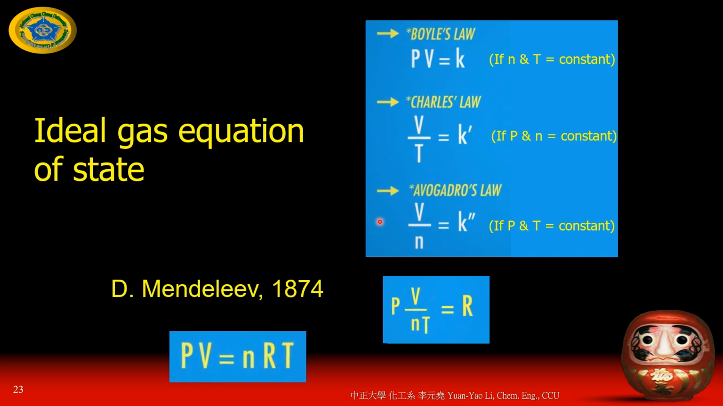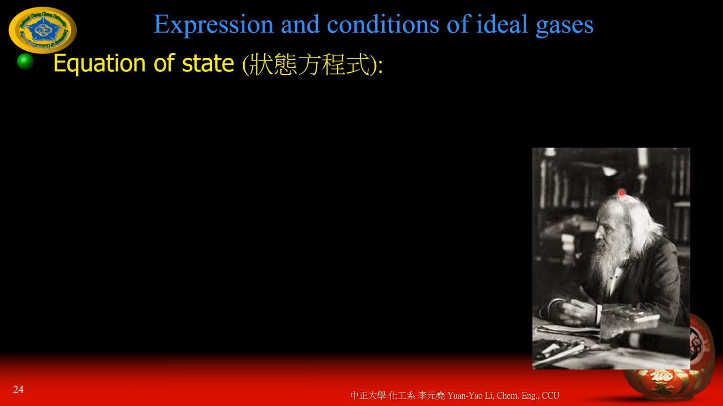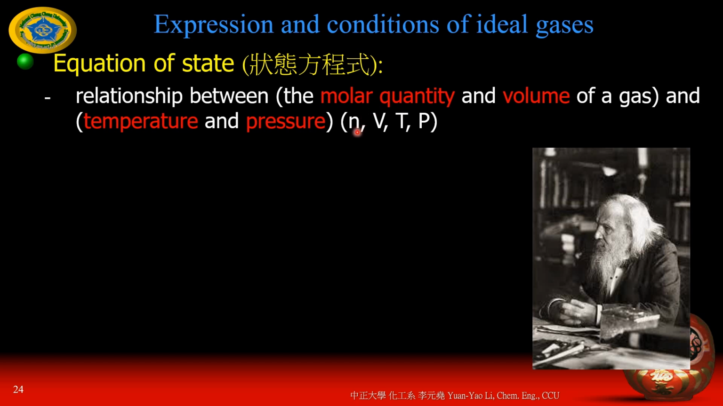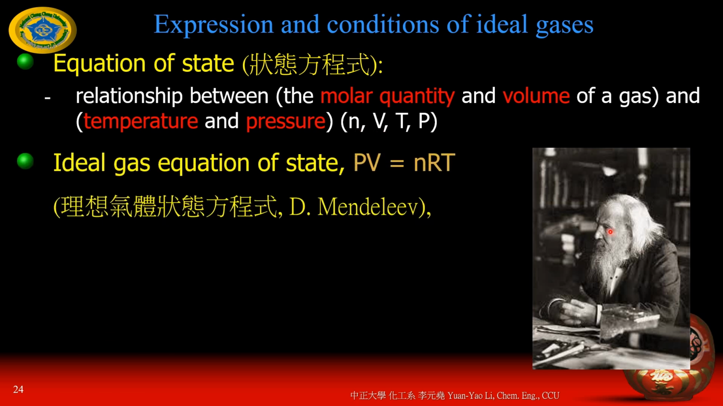I'm sure you know this very well. You learned this in high school. This is called the ideal gas equation of state. So what is an equation of state? An equation of state is the relationship between the molar quantity n, the volume, the temperature and the pressure. If you put these 4 parameters together into an equation, this equation is called an equation of state.